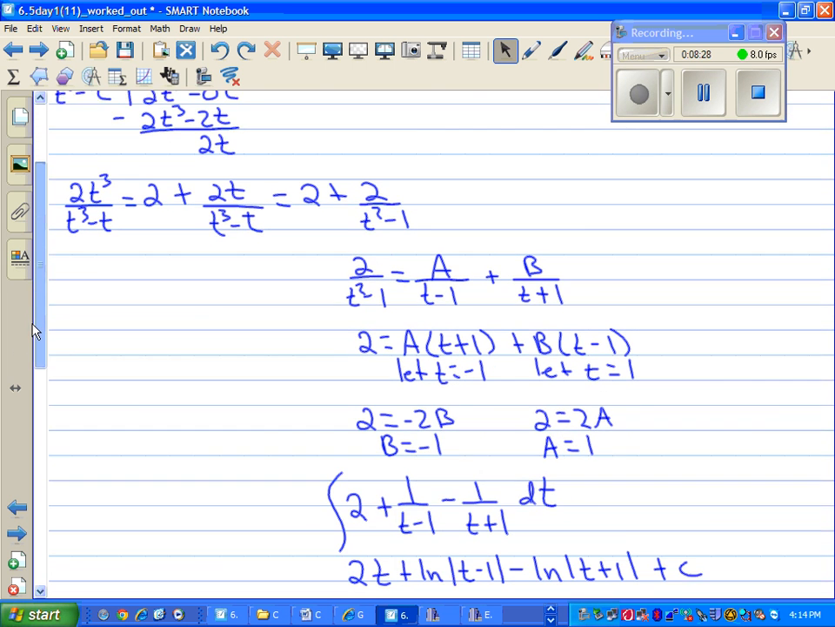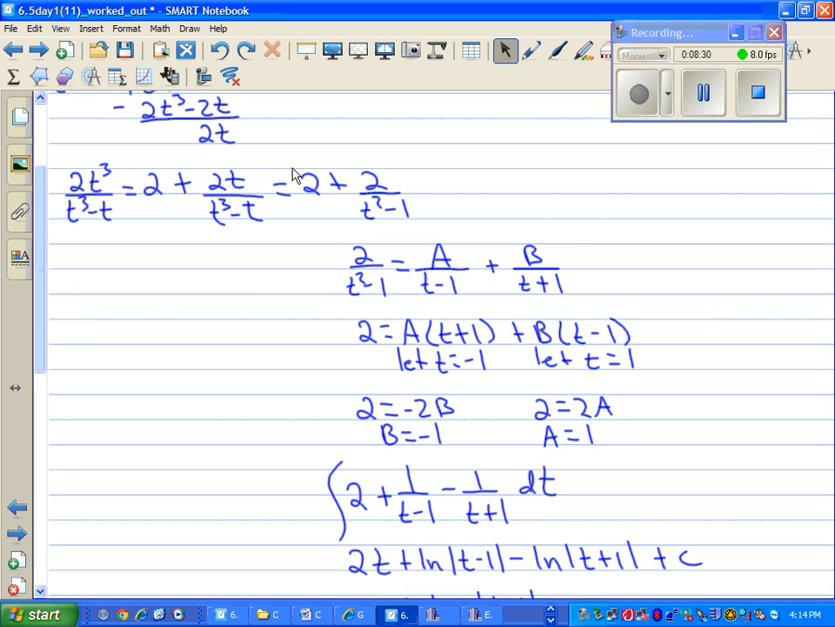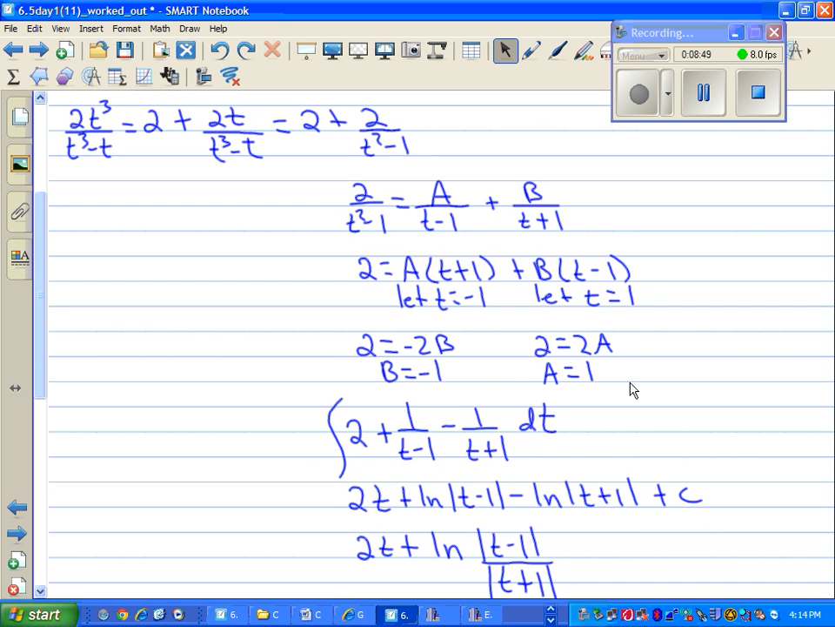And then we can take the antiderivative of 2. The antiderivative of 2 would be 2t. But for the other term, we're going to need partial fractions again. So we factor: A over t minus 1, B over t plus 1. Common denominator, let t equal negative 1 and t equal 1. B ends up being negative 1 and A is 1. We plug those A and B's back into their respective places. We get 1 over t minus 1 minus 1 over t plus 1 because B is negative 1.